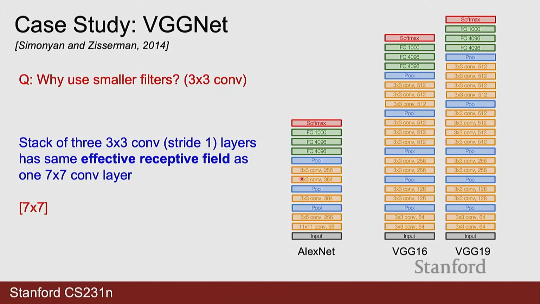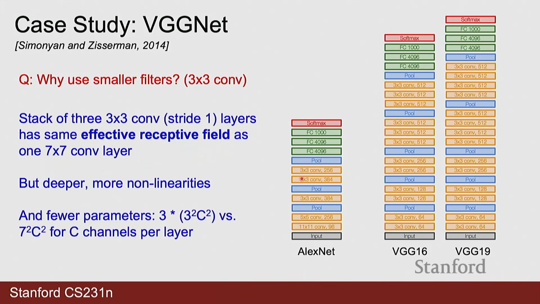But this is actually a really nice property. So 3 of these 3 by 3s have the same effective receptive field as one 7 by 7 layer, and it actually has fewer parameters too. So if you imagine our channel dimension is staying the same, you have these 3 by 3 grids where you have your input number of channels. So 3 times 3 times C would be the number of values in each of these filters. And if we have C of these filters, it's 3 times 3 times C squared, or 3 squared C squared. And we have 3 layers total.